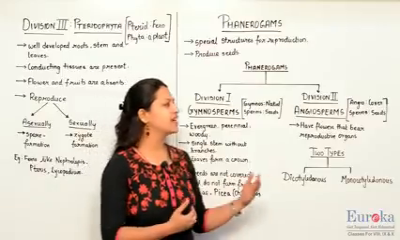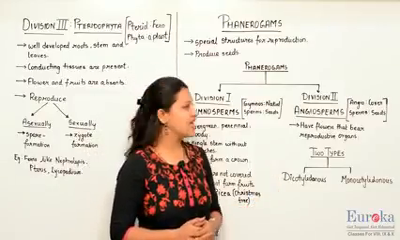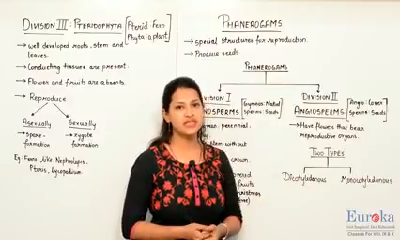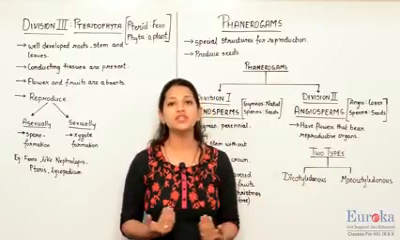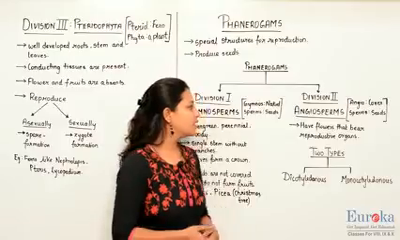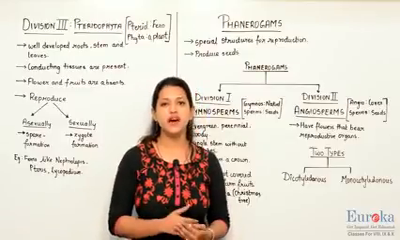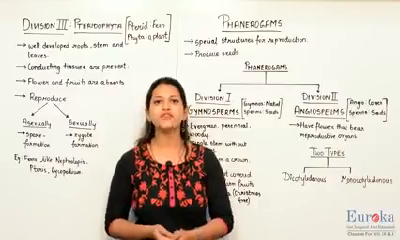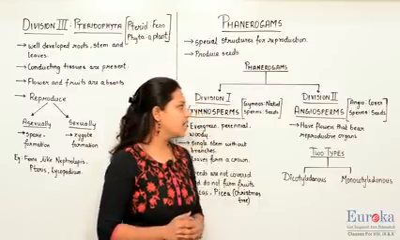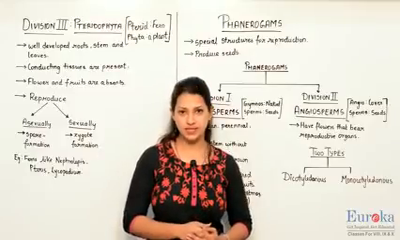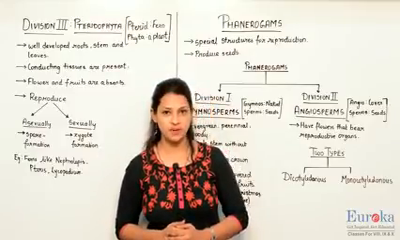Let's have a look at the characteristics of angiosperms. Angiosperms, angio meaning covered, sperms meaning seeds. So they have seeds which are covered in a fruit. They have flowers that bear the reproductive organs. The flower further forms the fruits which contain the seeds. Angiosperms are divided into two types, dicotyledonous plants and monocotyledonous plants.